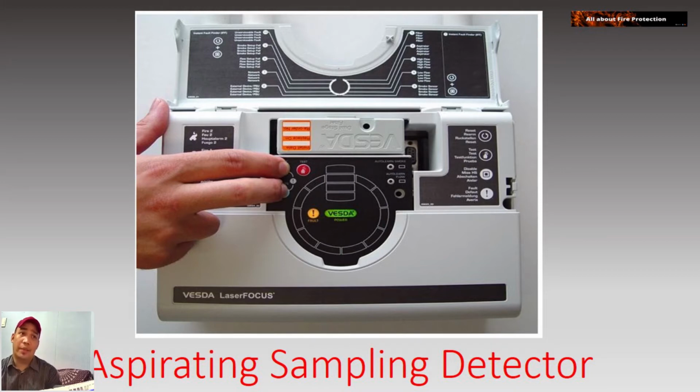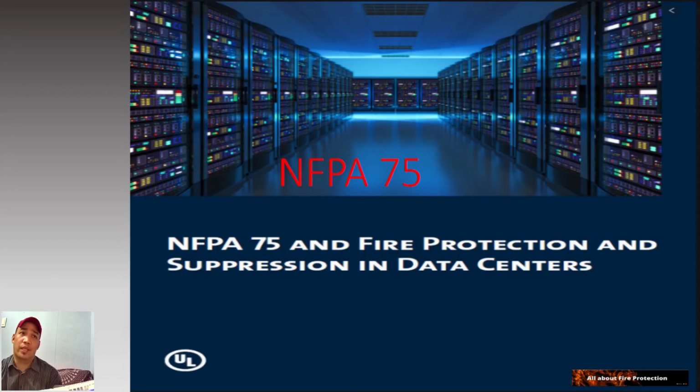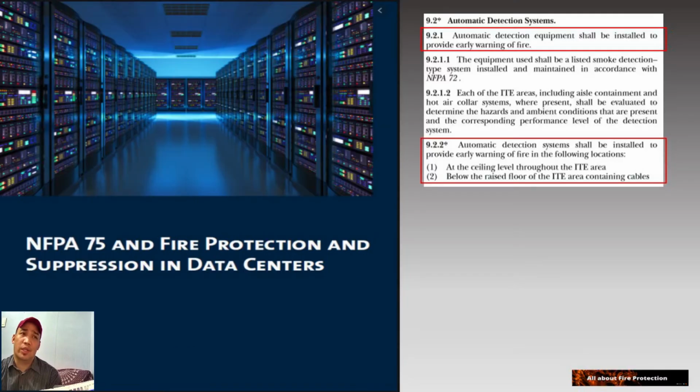You should note that in NFPA 75, which is the correct reference for fire protection of information technology equipment, it is mandatory to provide a means of early warning of fire, as stated in clause 9.2.1 of 2017 edition. It is mentioned in clause 9.2.2 that the ceiling level and below raised floor shall be provided with early warning detection system.